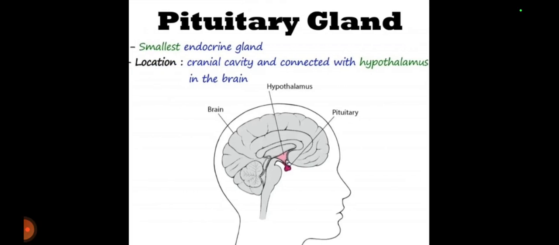Let us learn about the pituitary gland. It is the smallest endocrine gland. The location of the pituitary gland is in the cranial cavity. The cranial cavity is the hardest bone in our body, that is the skull. It is connected to the hypothalamus. You can see here in the figure, the light pink part is the hypothalamus, and this hypothalamus is connected to the pituitary gland. The pituitary gland is very small, right? It is present in our brain.